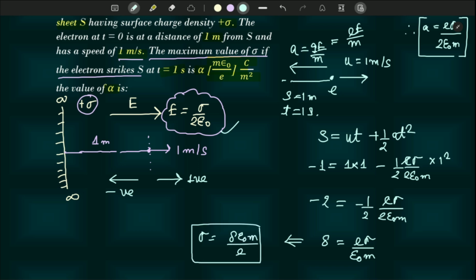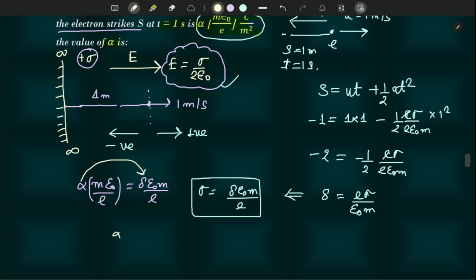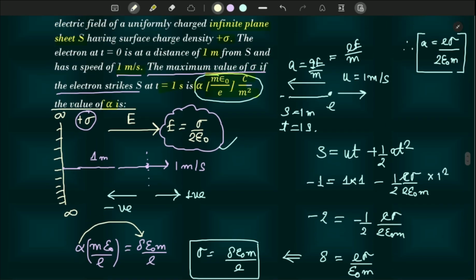So this is our final equation. Now in the question it is told that I have to write in this format: alpha m epsilon naught by e, and this equals our 8 epsilon naught m by e. I think you can compare from here that alpha is 8. So I will get the final answer, alpha equals 8. And in the question I was asked the value of alpha, so 8 is the correct answer to our question.